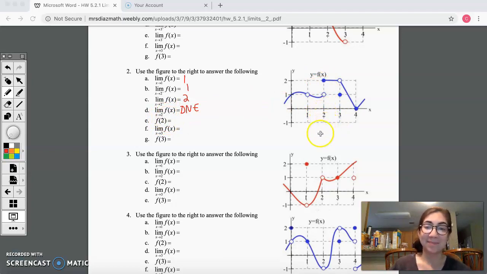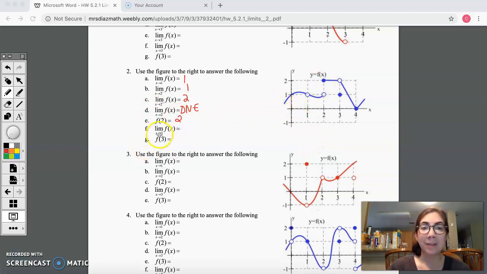Does that make sense? Okay, now this is what is the value at 2, so f of 2. So if we go to 2, we want to find the y coordinate, and the y coordinate is the one that has to be filled in. So what's the filled in value here? That is 2.